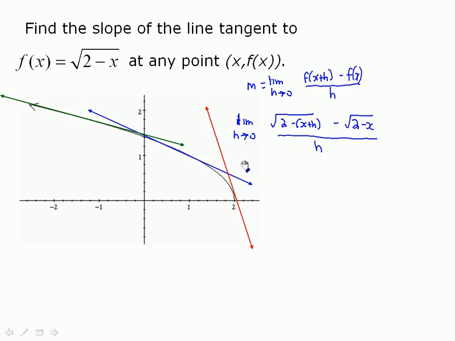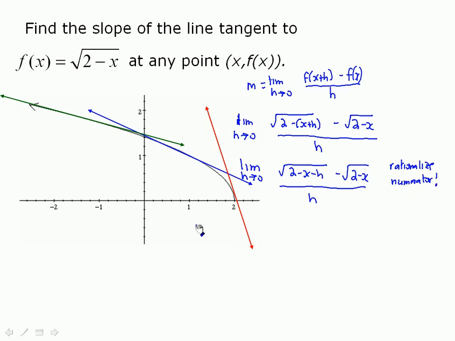Now we know where this one is going. And it's up to you, but I'm going to clear up that little bracket. You don't need to do that. But I'll write this as the square root of 2 minus x minus h, minus the square root of 2 minus x, over h. And you're probably thinking the same thing that I'm thinking, that we need to multiply by the conjugate to rationalize the numerator. So let's do that.